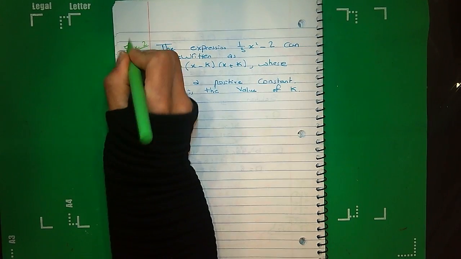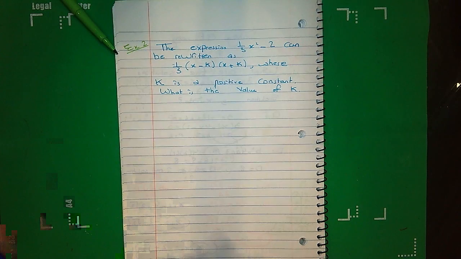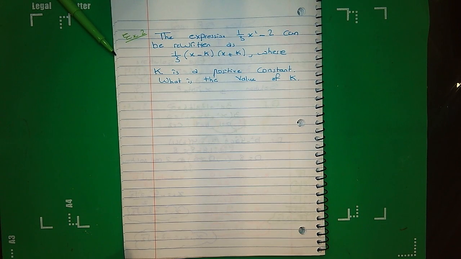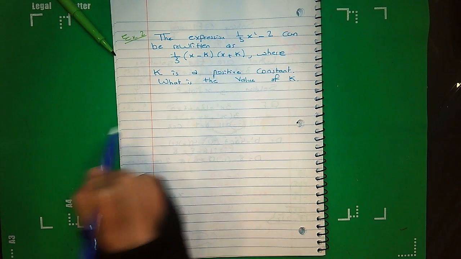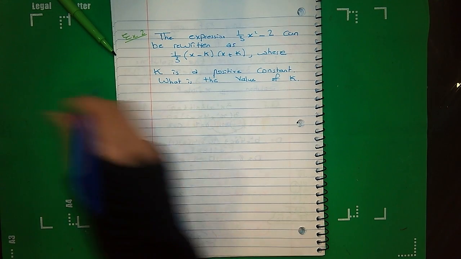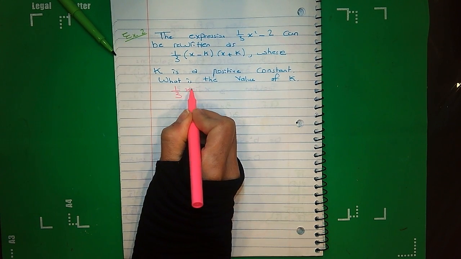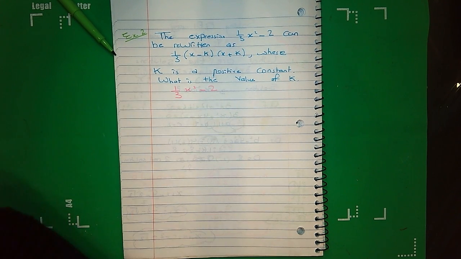And I also took this from one of the SAT practice questions. So we have the expression 1 over 3 x squared minus 2 can be rewritten as 1 over 3 times (x minus k)(x plus k), where k is a positive constant. What is the value of k? So as we can see here, what do we have? We have 1 over 3 x squared minus 2.